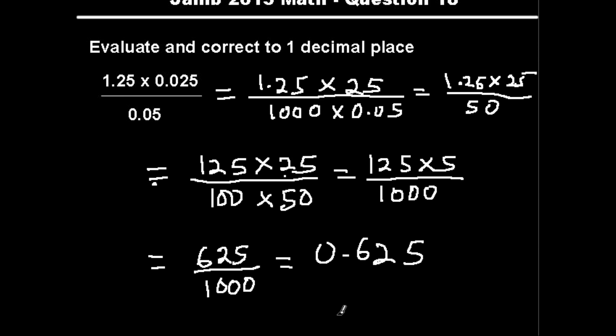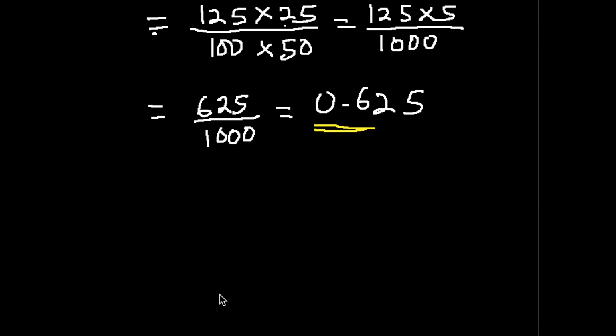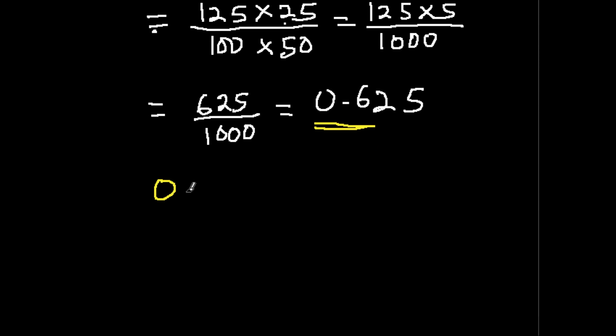And so in order to do that, we are only allowed to accept one decimal place. And in this case, since the next digit is a 2, we don't have to round up. And so the answer to this question is 0.6.